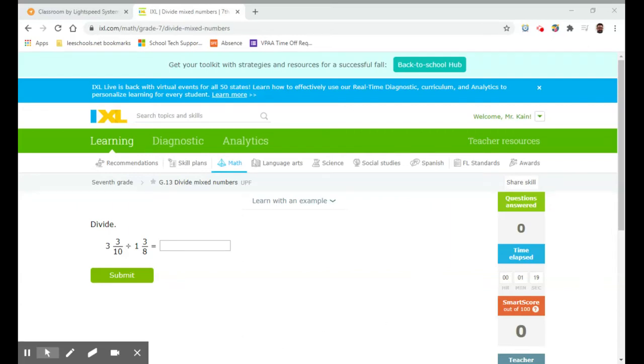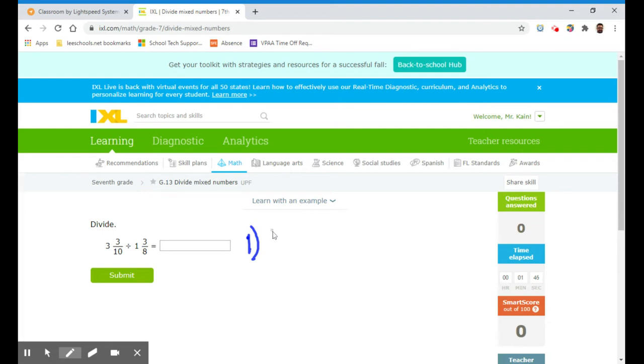All right, hello everybody. Today we're going to be doing some math, and specifically we are going to be learning how to divide mixed numbers, okay? And this is the way you want to make sure that you write down your work when you're working on your IXL and what you submit to get graded, okay? So number one, let's just do an example.